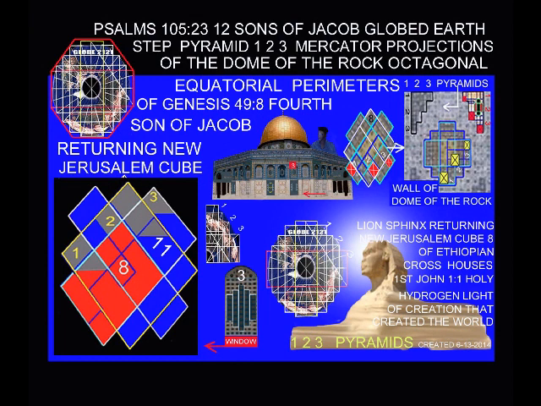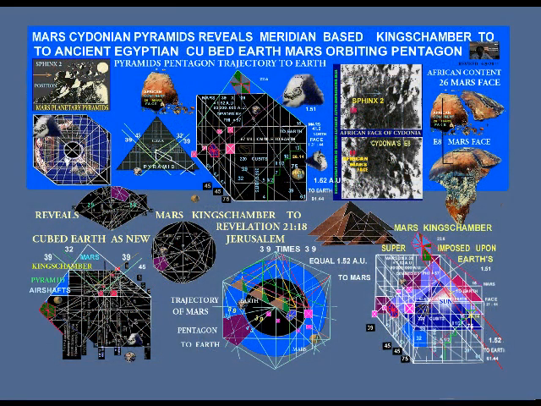So the Dome of the Rock was concentrically focused in geometry upon the returning cube structure of New Jerusalem, the globe Earth step pyramid Mercator projection of the 1, 2, 3 group in the pyramid squares, the globe Earth outer space corner of the octagonal equatorial perimeter of the Dome of the Rock roof.